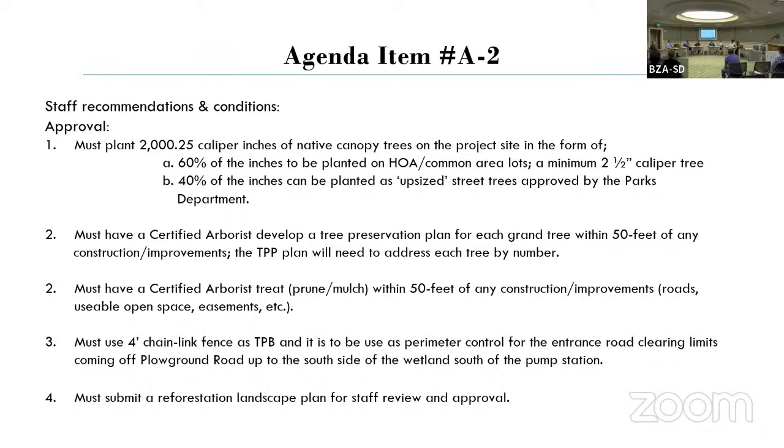Okay, so I just want to hop on the other side of this. So the staff recommendations have a minimum of 2.5 caliber inches for the trees. And so I was wondering, should we put a maximum on that as well, or how is that usually handled? Oh, for the upside. It's got 60% at 2.5, and then 40% that could increase to lower the number of trees, but it was 2,000 caliber inches. You want to put a max of no greater than 8 inches or no greater than.